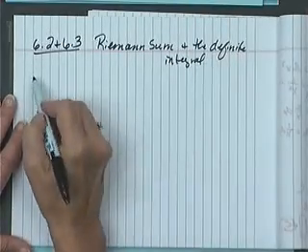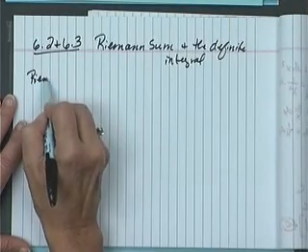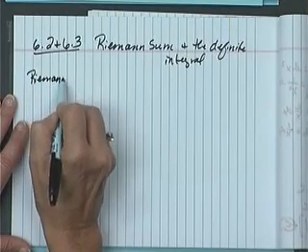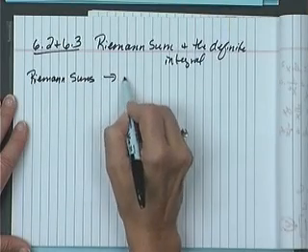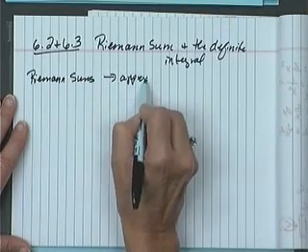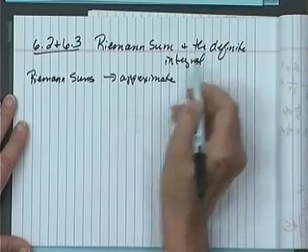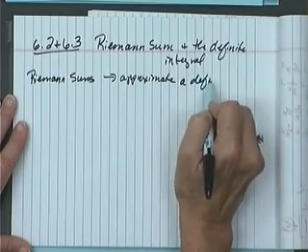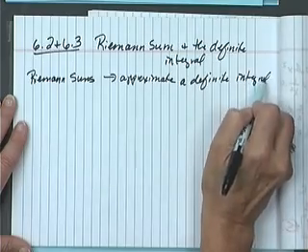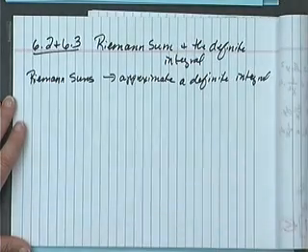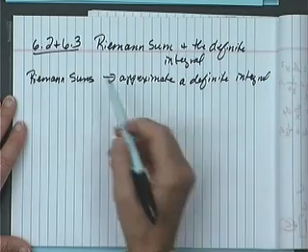Okay, first thing we're going to do is Riemann sums, and I'm just going to remind you this is a way to approximate a definite integral. Now the example that I picked last time gave me an exact value for the definite integral because I was very careful to do that.